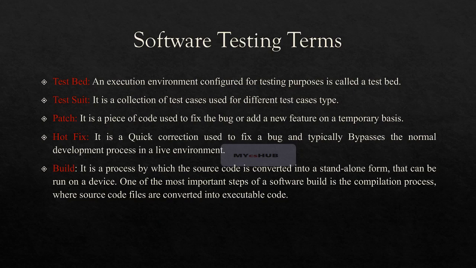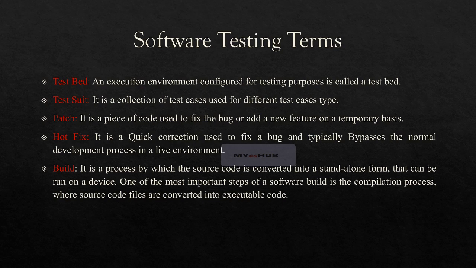Next one is build. It is a process by which the source code is converted into a standalone form that can be run on a device. One of the most important steps of a software build is the compilation process, where the source code files are converted into executable code. I have already discussed build in my previous video. We use the term build for every testing type. Like I have said, the build is shared by the dev team.